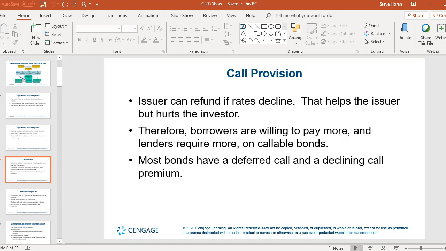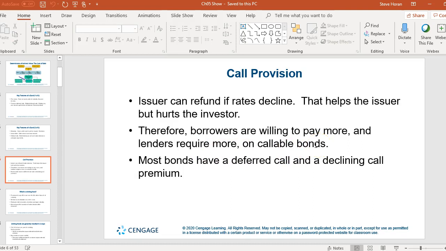That means that if interest rates change and it becomes affordable for me to refinance the bonds, I have the right to buy them back from you as the investor. Okay, so the issuer can refund if rates decline, which helps the issuer and hurts the investor. So therefore, borrowers are willing to pay more and lenders require more on callable bonds.